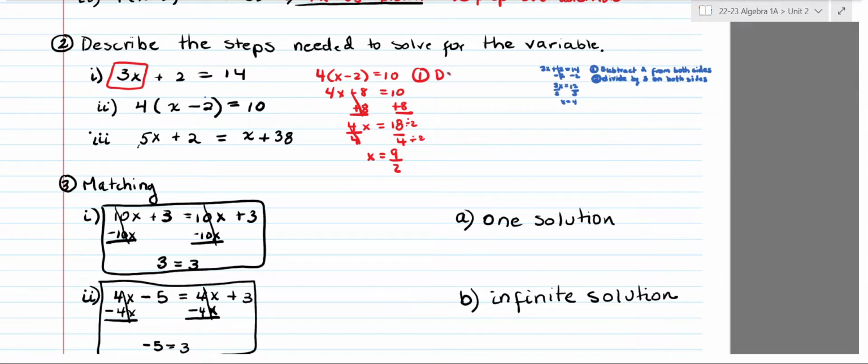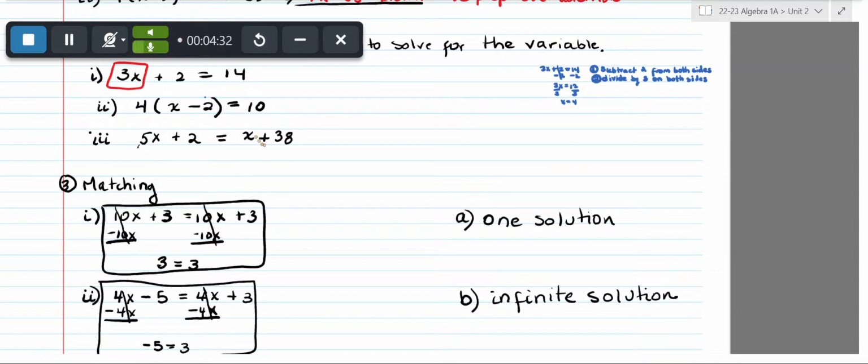All right, so the first step was a distributive property. The second step was to add 8 to both sides. And the last step was to divide by 4 on both sides. All right, not bad, right?